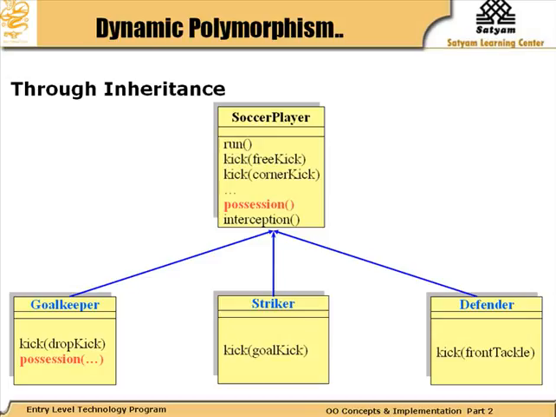However, the goalkeeper has another version of kick which is specific, wherein it's a drop kick. And then you have the striker who has a goal kick and the defender having a front tackle kick. Here the implementations of these kicks are different. Therefore, they are method overridden.